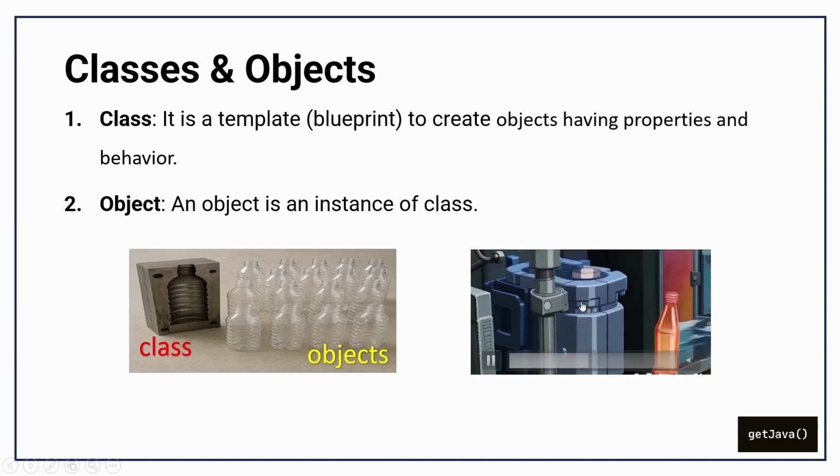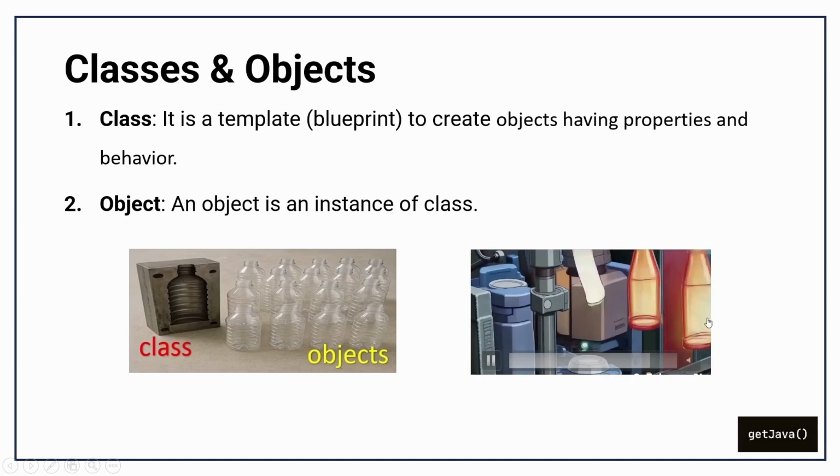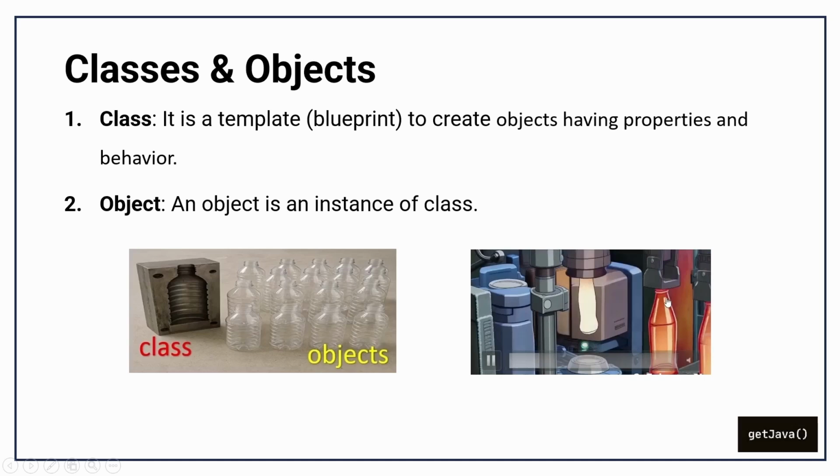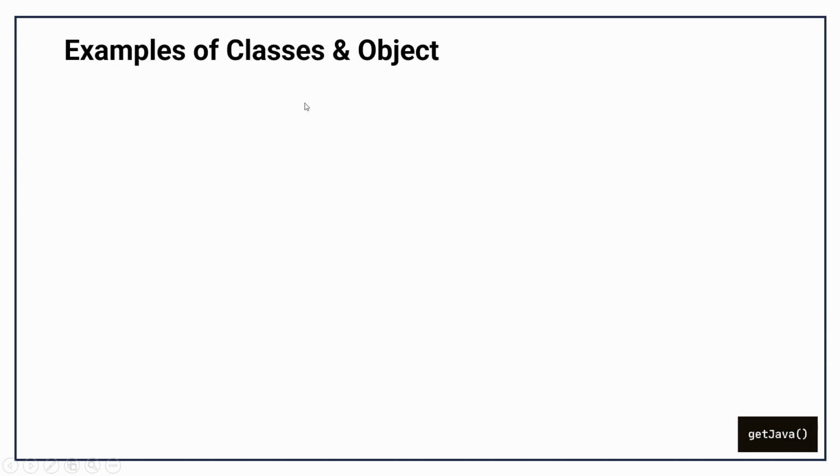So here you can see using this die, we can create any number of bottles we want. So this die acts as a class and this bottle acts as an object. I hope it is clear. Let's move forward. Some more examples of classes and objects.